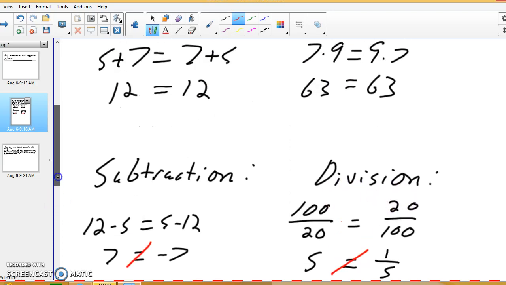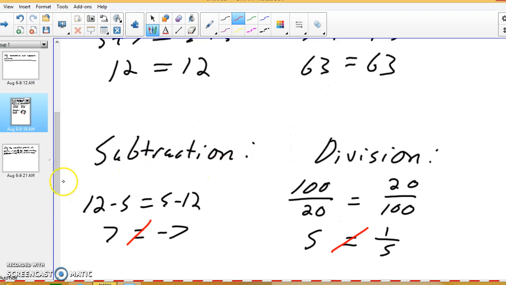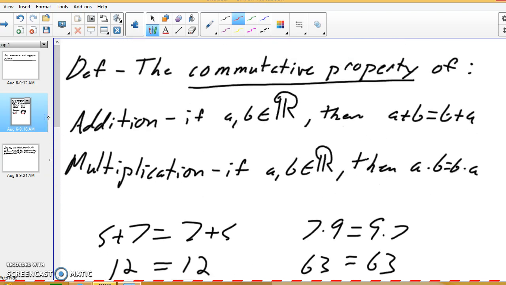Again, no commutative property of subtraction or division. There's only the commutative properties of addition and multiplication. This isn't a very complex idea. We're just putting names on something that is fairly intuitive and simple. And that is, if A and B are elements of the real numbers, then we can add them in either order, or we can multiply them in either order to get the exact same answer.